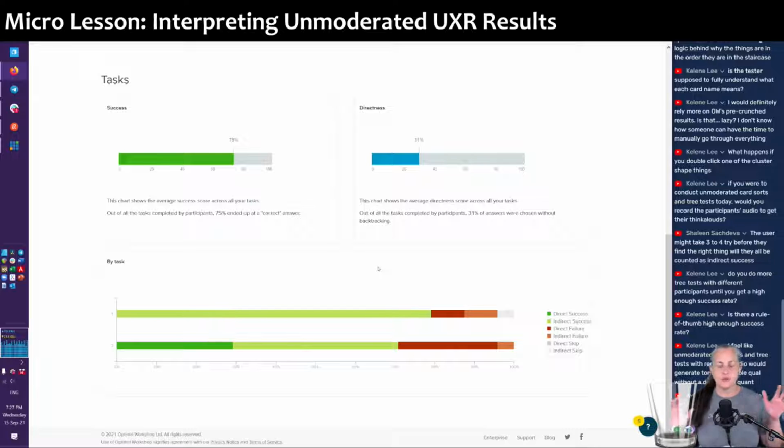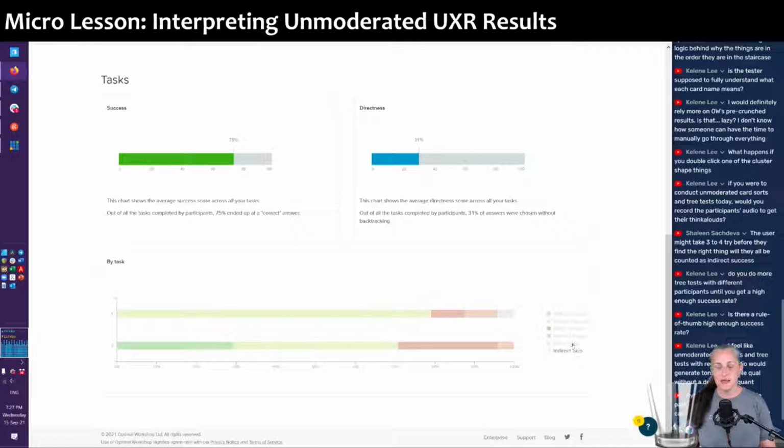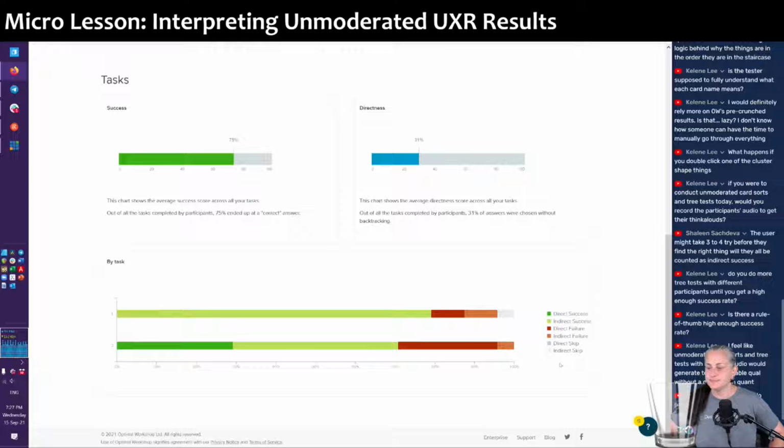So hopefully everybody understands the direct and indirect, and the success and failure are based on the answer or answers you told Optimal Workshop were correct. So it's comparing against that, because when you do the setup, which we talked about last time, you say, this is the right answer. If people don't end up on this thing, it's not the right answer. And then, of course, if you allow people to skip certain of the tasks, some people skip it immediately and some people poke around and then skip it.